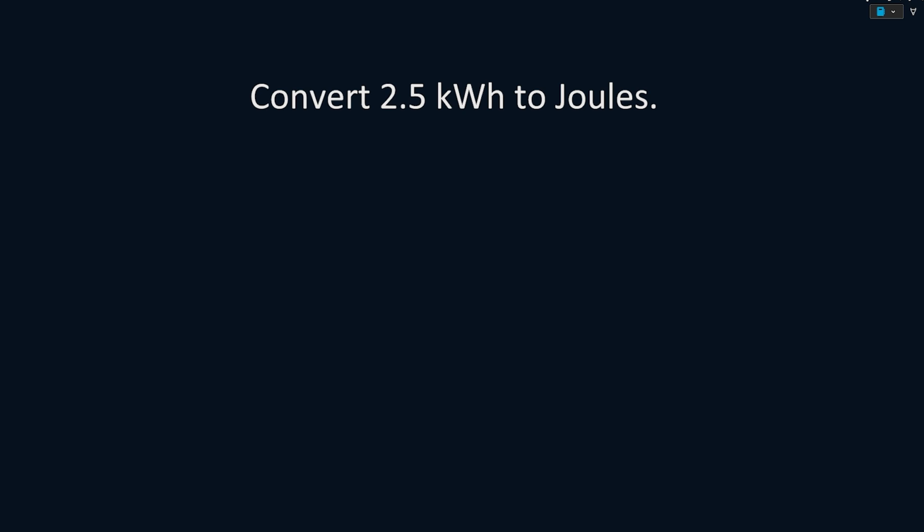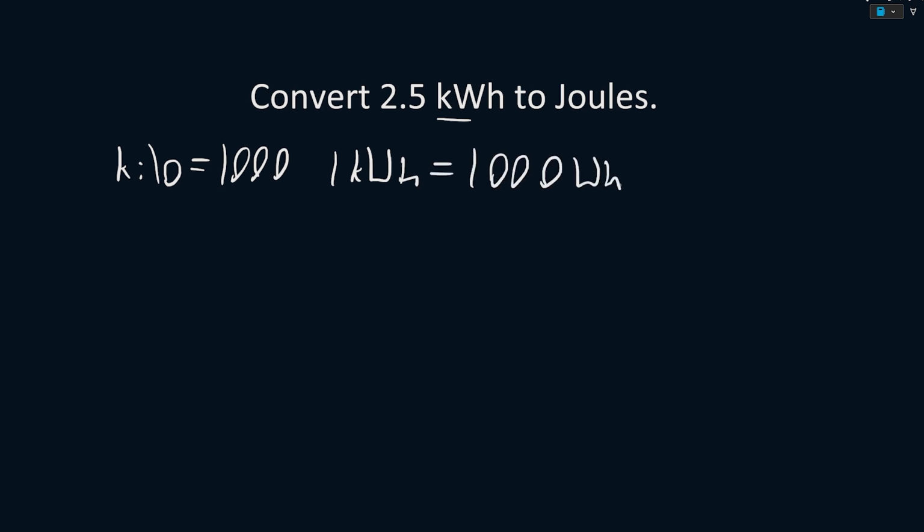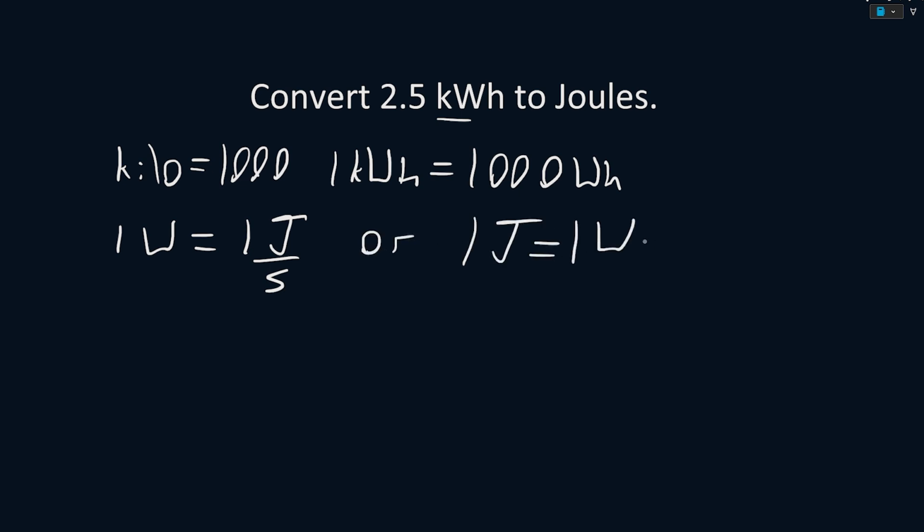Convert 2.5 kilowatt hours to joules. The prefix kilo means 1,000. So 1 kilowatt hour is equivalent to 1,000 watt hours. We also need to know the relationship between watts and joules, which is that 1 watt is equivalent to 1 joule per second. Or we can say that 1 joule is equivalent to 1 watt second.